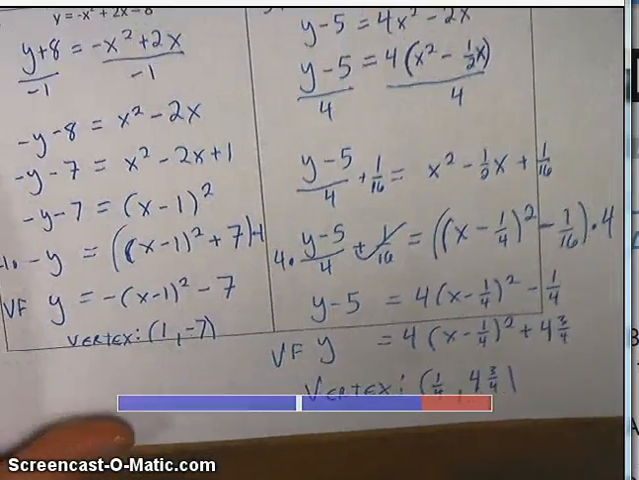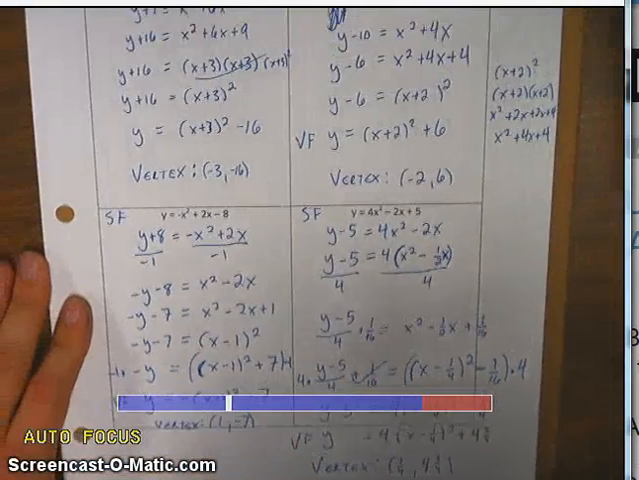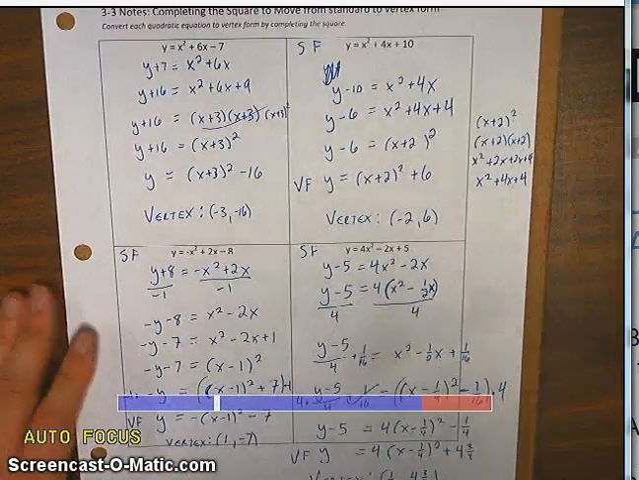So that's it. That's how you're going to complete the square to write things in vertex form.